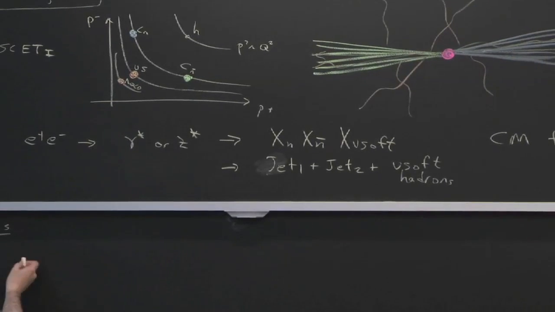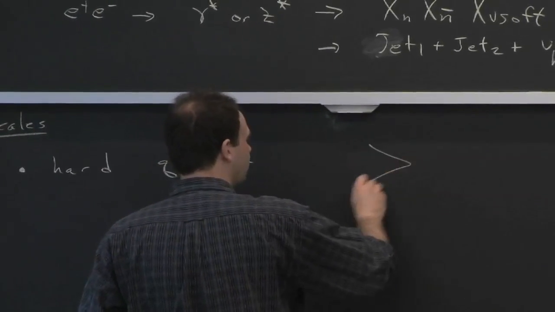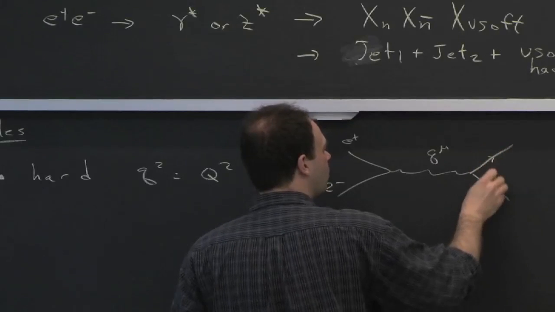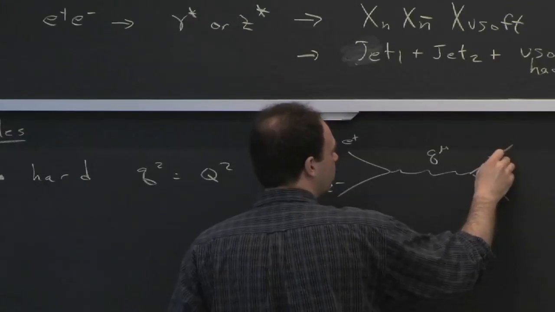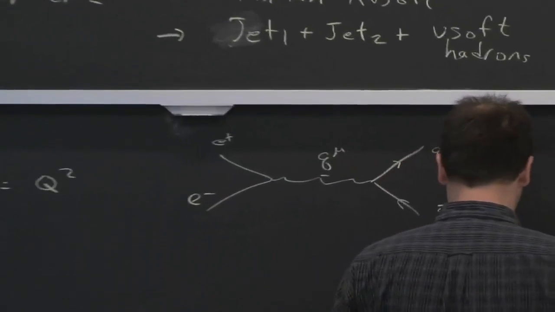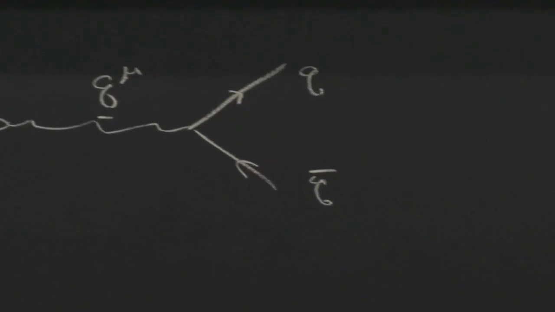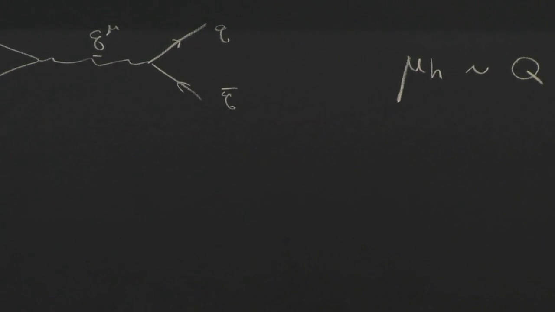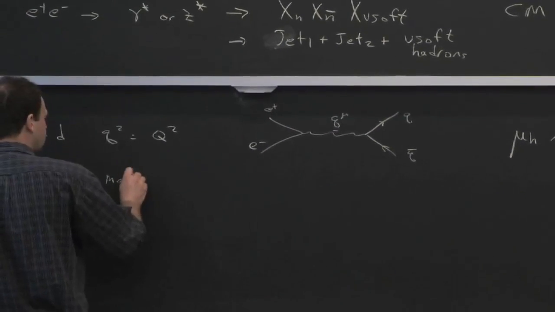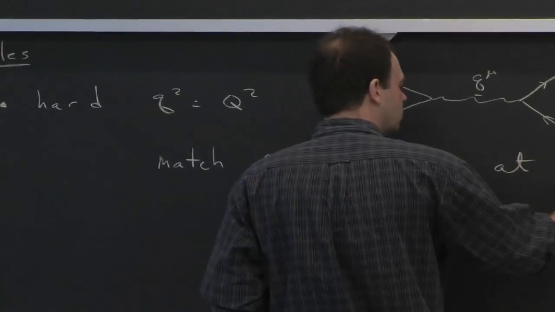Okay, so the first scale that you want to think about is the hard scale. And so that is just the Q squared of the virtual photon, or Z. So if you think about the Feynman diagram, here's e plus e minus, here's Q mu. You're going to have a pair of quarks that virtual particle can couple to, and there could be additional gluons. But the hard scale is set by the virtual photon, or Z. So there's going to be some scale associated to that hard scale Q. If you want to think about it as a renormalization scale, there'll be some scale where we want to match from QCD onto SCET, and that's going to be the hard scale. So I'll call that scale mu h.